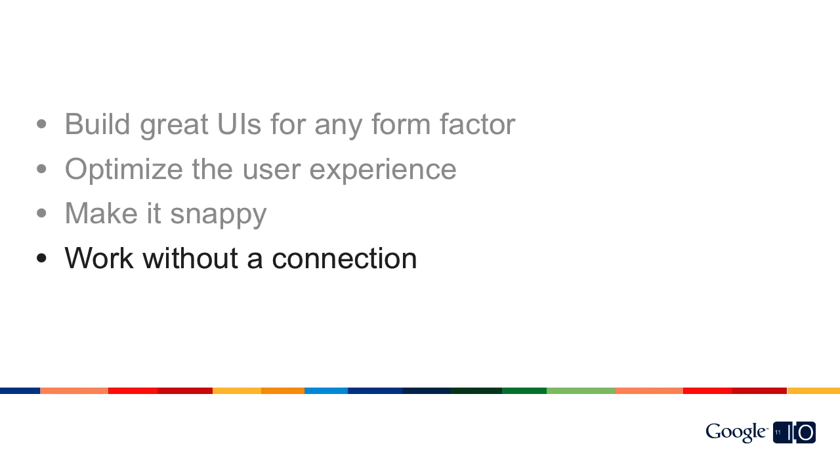So now we've talked about how to build great UIs for any form factor. We've talked about how to optimize the user experience. We've talked about how to make it snappier and actually make it run like an installable mobile application. Let's talk about how you can work without a connection. Because again, like I said, these devices are meant to be used on the go. They're meant to be used anywhere I want to. And in fact, the fact that it's easy to pull out of my pocket and use means that I'm more apt to use it than, say, my laptop.